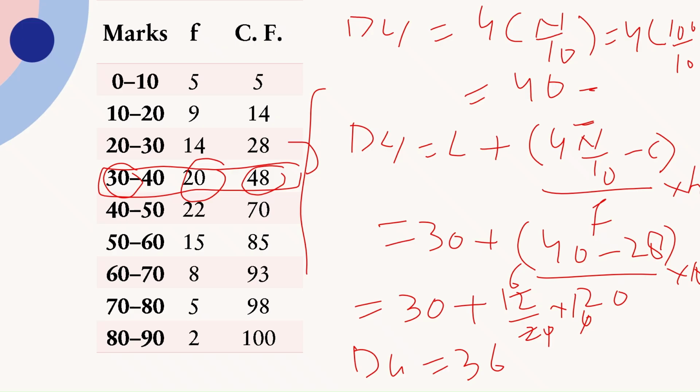Similarly, you can find any decile. For D6, you use the formula 6 times n by 10 and proceed with the same procedure. D9, D3, and so on.